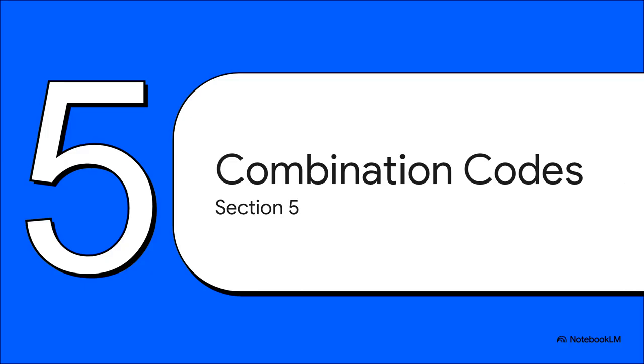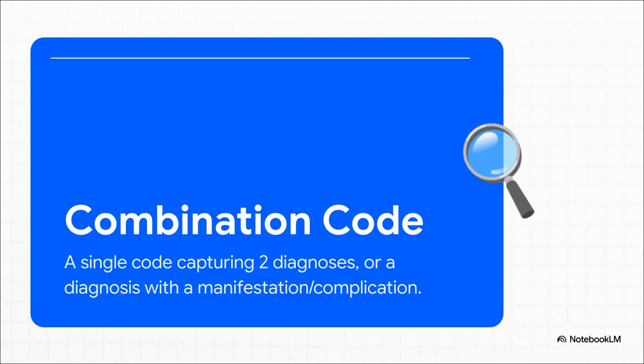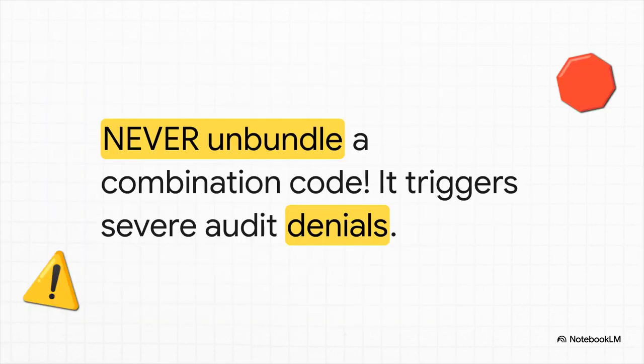And that with rule perfectly sets up Section 5, Mastering Combination Codes. Because think about it. Once things are linked, you need a code that captures both pieces. A combination code is exactly what it sounds like. It's a single code that captures two diagnoses, maybe a diagnosis with a manifestation, or a diagnosis with a complication. A perfect example of this is E11.22. That one code captures both type 2 diabetes mellitus and diabetic chronic kidney disease, all bundled up in one single, neat code.